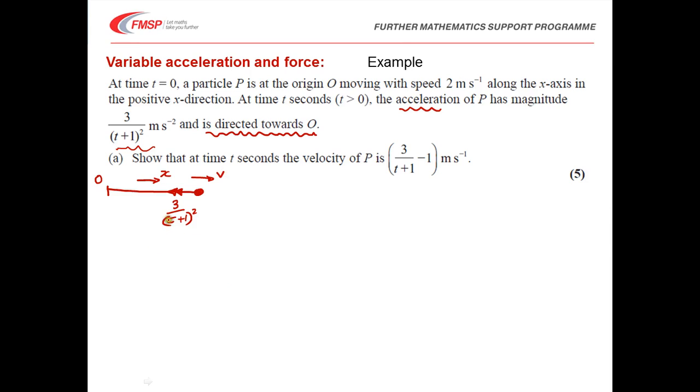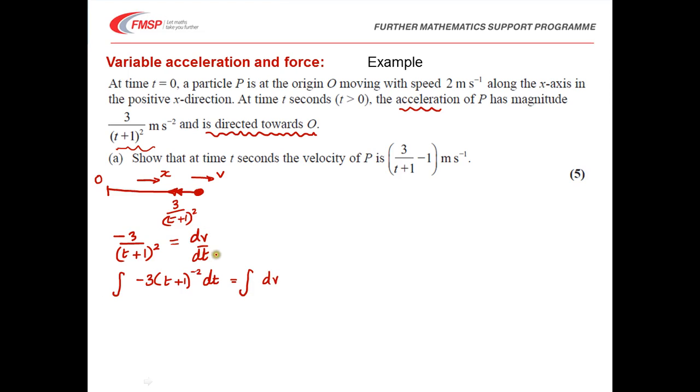Okay, so because we're using an acceleration that's in terms of t, we're going to use dv/dt for our acceleration expression. So 3 over (t plus 1) squared, make it negative, that's going to be equal to dv by dt. And in order to solve that differential equation, I'm going to separate the variables and integrate. That gives me the integral of negative 3 times (t plus 1) to the negative 2 dt is equal to the integral of dv.